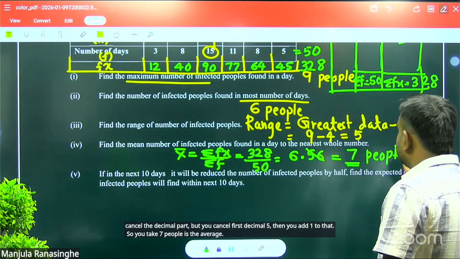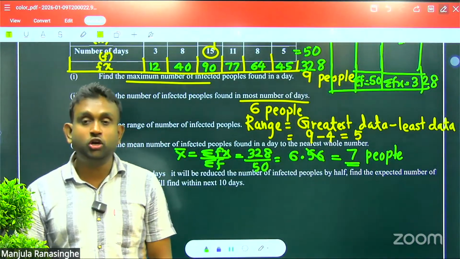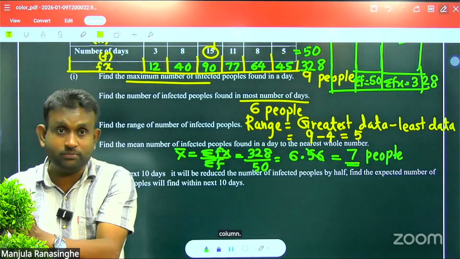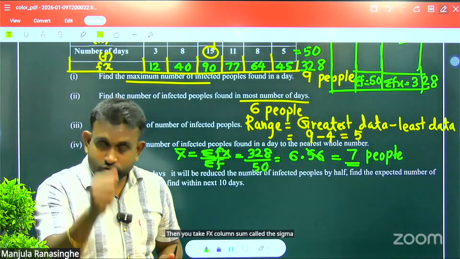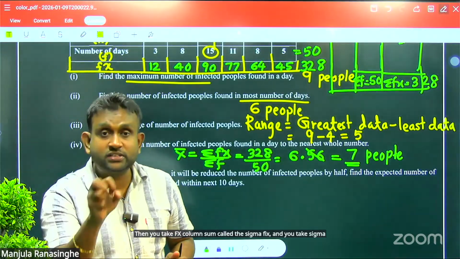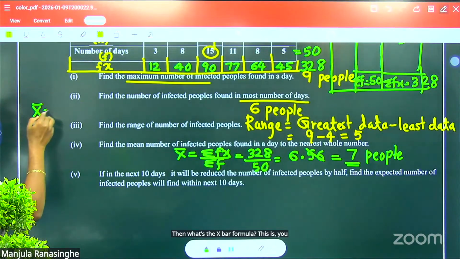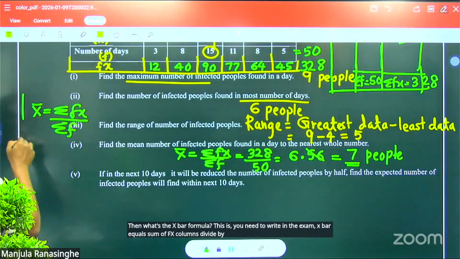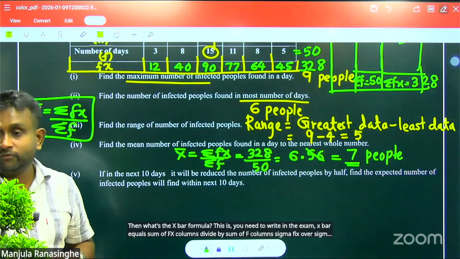Average means the mean. So to find the mean, what do we do? Remember the table columns: x column, f column, fx column. Then you take the fx column sum, called sigma fx, and you take the sigma f column sum. Then what's the x bar formula? You need to write this in the exam: x bar equals sum of the fx column divided by the sum of the f column, sigma fx over sigma f.